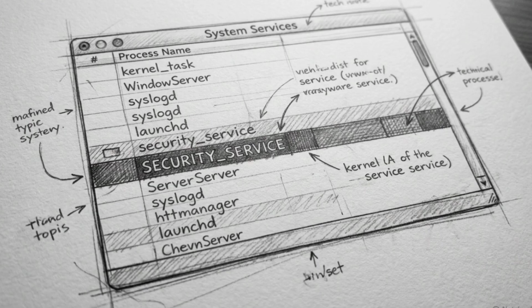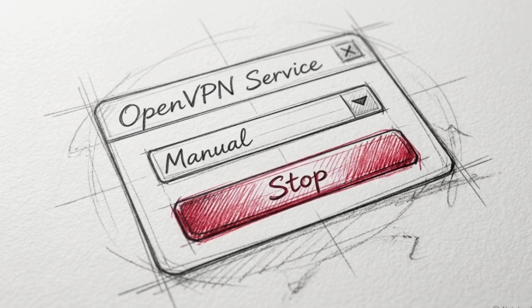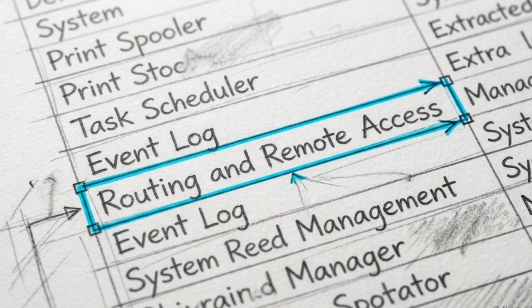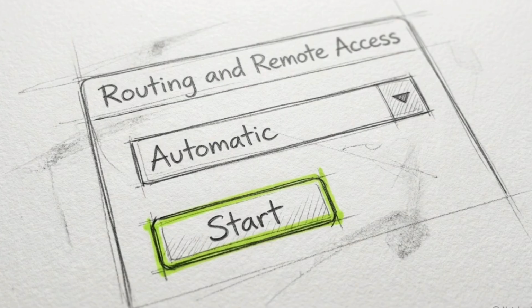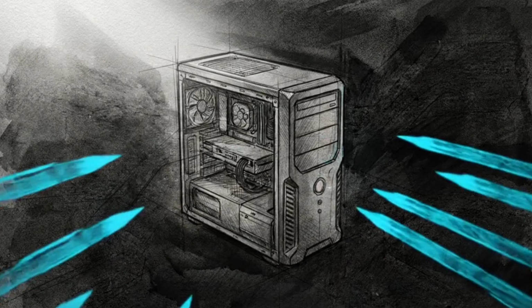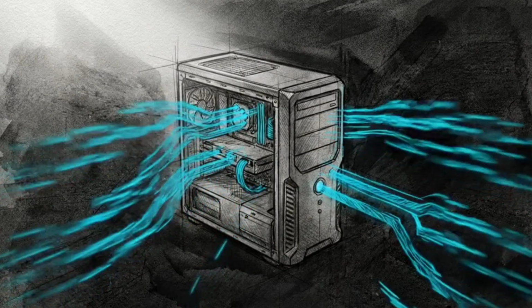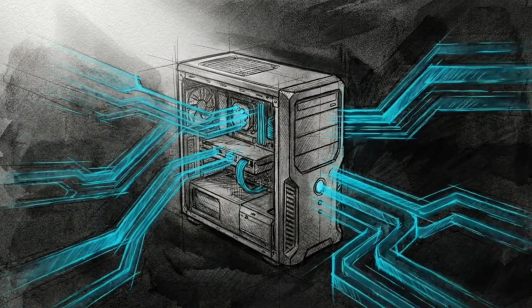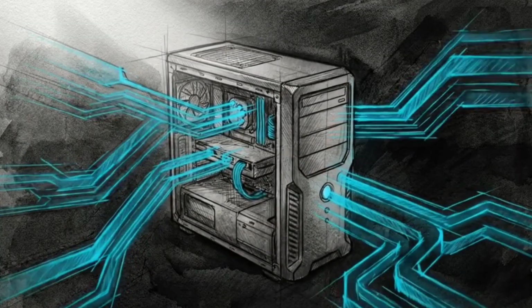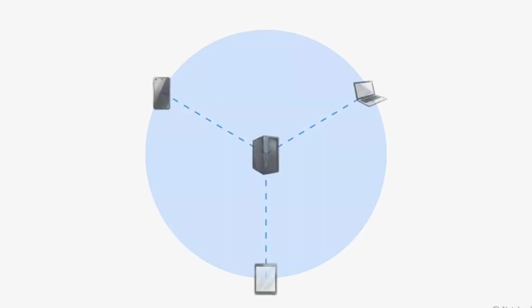Once installed, open the Windows Services app. Find the OpenVPN service, change its startup type to manual, and stop the service completely. In that same menu, scroll down to Routing and Remote Access. Change this startup type to Automatic and click Start. Modifying these core Windows services enables your PC to function as an active network router, allowing it to manage incoming external traffic.